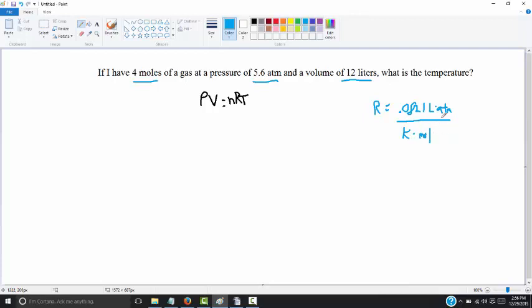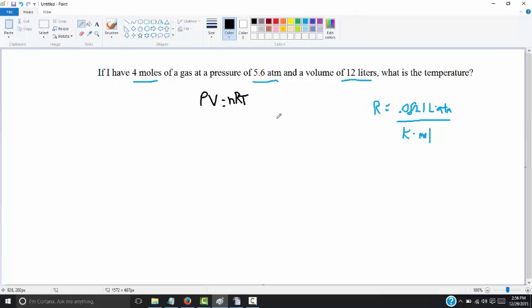So a good indicator of whether you're doing it right or not: if you're asked to solve for temperature, like we are in this question, and you come up with an answer as a measurement of volume, then you did something wrong. If you came up with a measurement for moles, that's obviously wrong. So always look at what you're given in your question and look at what you have to solve for. And if you use the units correctly, they will cancel each other out.